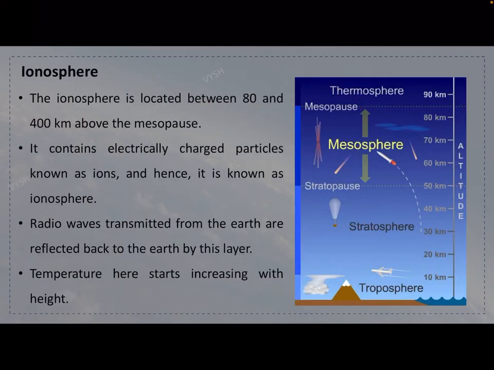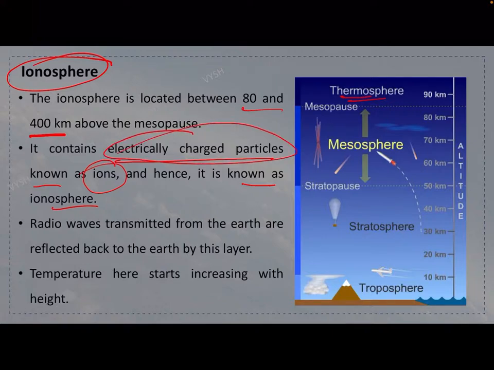Next comes the thermosphere. The thermosphere is between 80 and 400 kilometers, and the ionosphere is basically a part of the thermosphere. It contains electrically charged particles known as ions, and hence it is known as the ionosphere. Radio waves transmitting from Earth are reflected back to Earth by this layer. For example, when we use satellite communication, different kinds of radio signals are used, and this happens because of the ionosphere only.